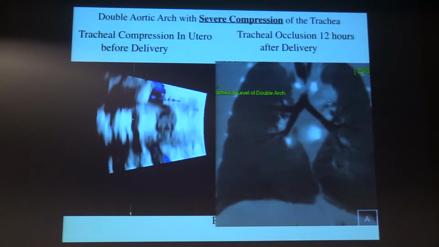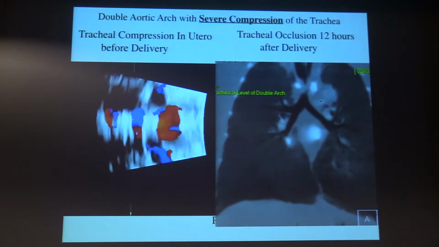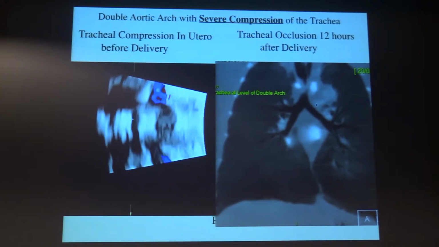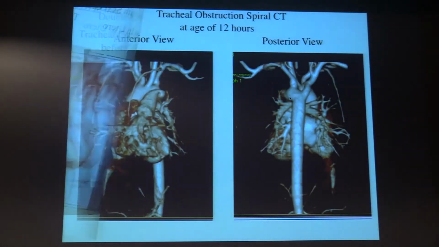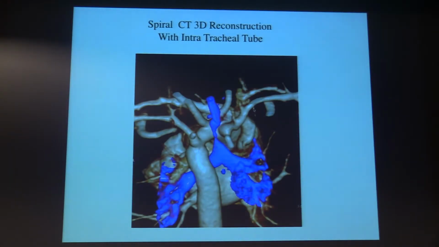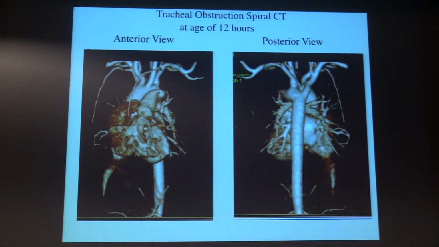The neonate, the baby, we could not respirate in the delivery room, so we inserted the tube, and this is the CT taken. As you can see, the trachea is almost occluded here. And these are the images of the postnatal.